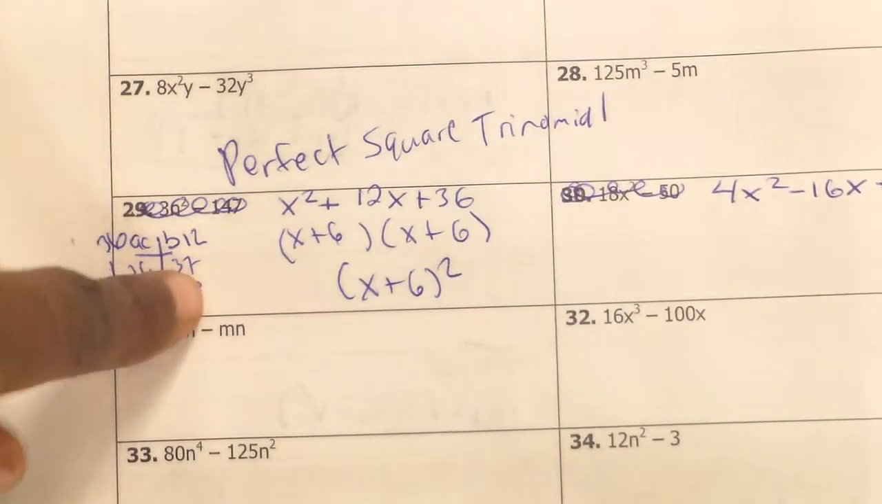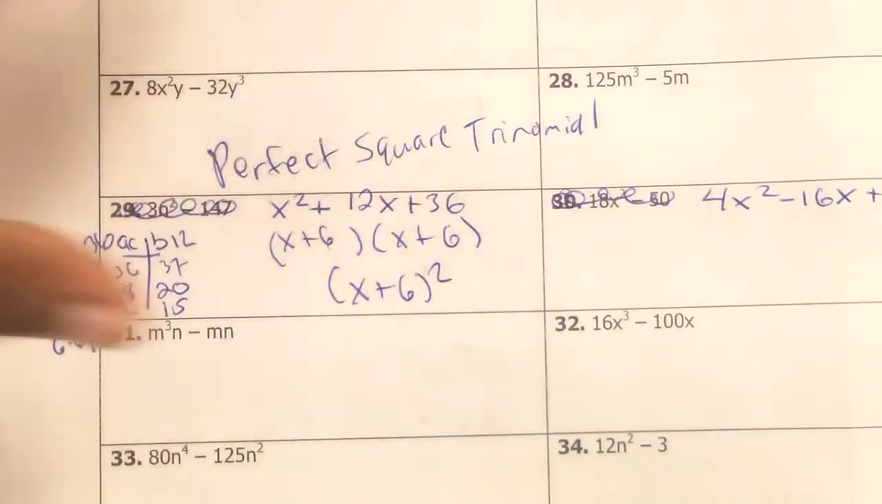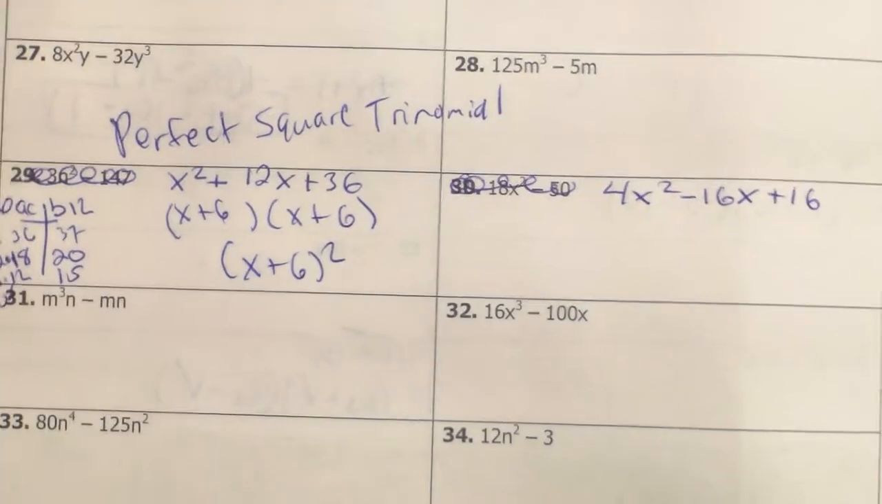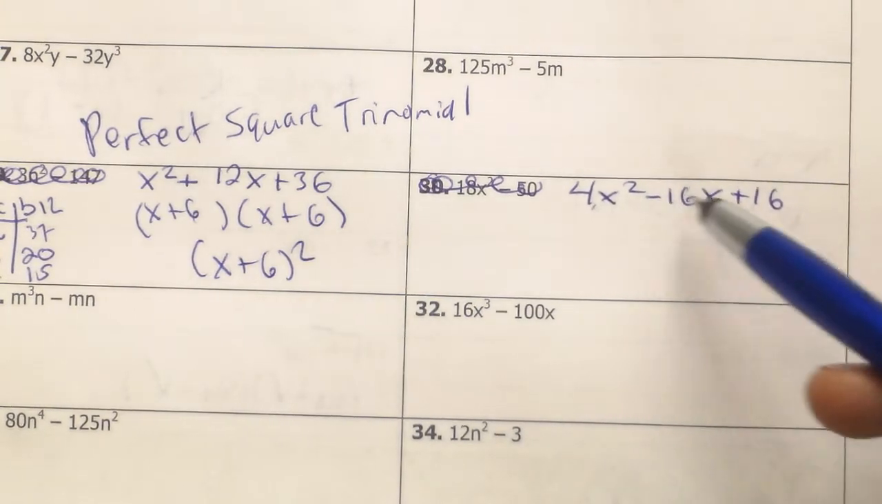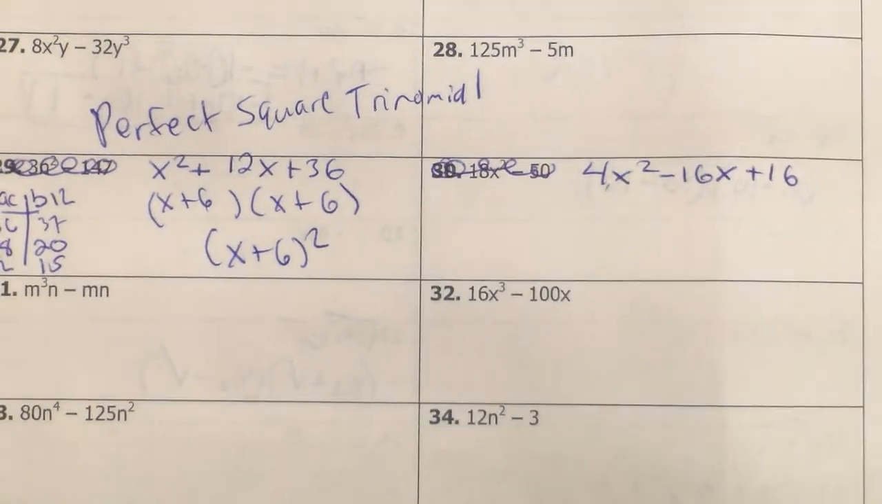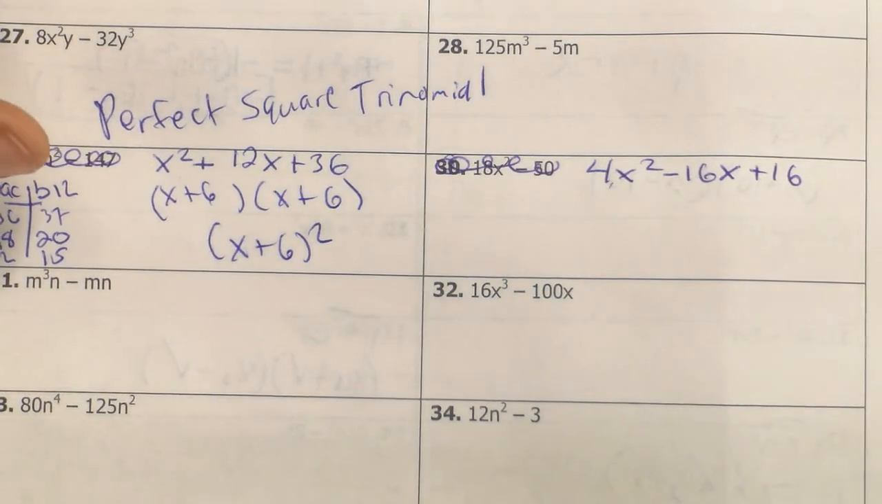Oh, these problems are not on your paper. I just crossed out 29 and 30 and added them in. So if you want to add them in. So we'll look at one more. So 30, I crossed it out and wrote 4x squared minus 16x plus 16. So here's another perfect square trinomial.